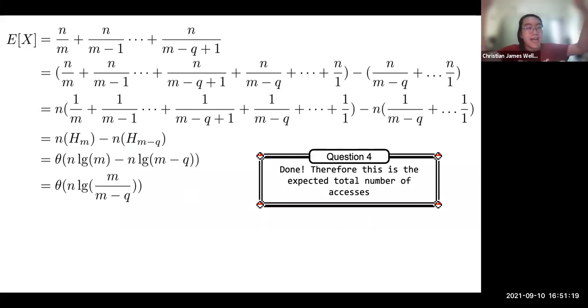Okay, so cool. This is the expected total number of accesses in this context. You have N students, you have M things that are the candidates, and then you want Q of those M things. So this is the expected total number of accesses. Very similar to coupon collector, just a bit more math. Any questions about this analysis?